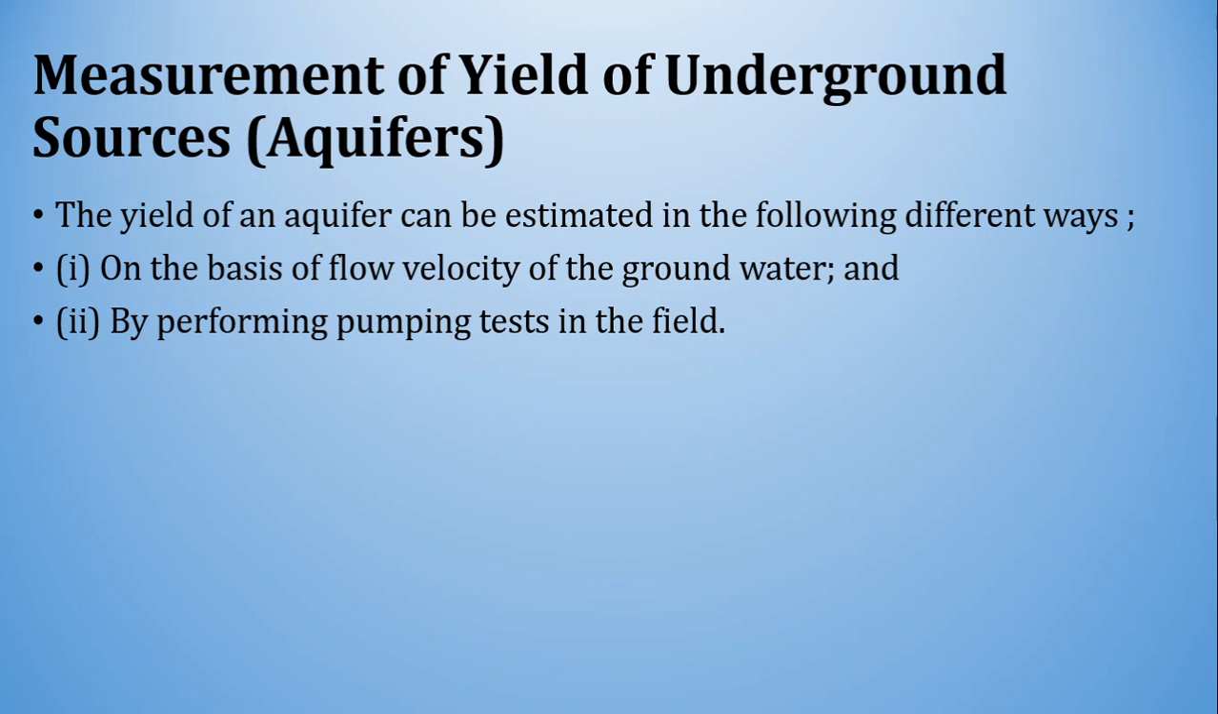Then how to measure the yield of underground sources. So measurement of yield of underground sources, that is aquifers. The yield of an aquifer can be estimated in the following different ways. First is on the basis of flow velocity of the groundwater, and second is by performing a pumping test in the field.